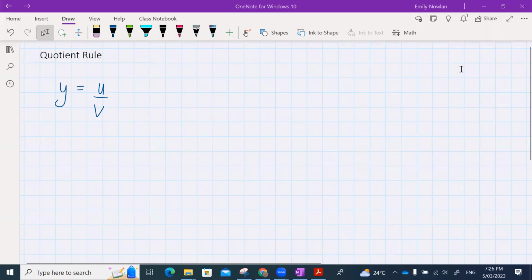Hello, everyone. We're going to look at the quotient rule. Now, the quotient rule is how you differentiate when you've got a function of x over another function of x.